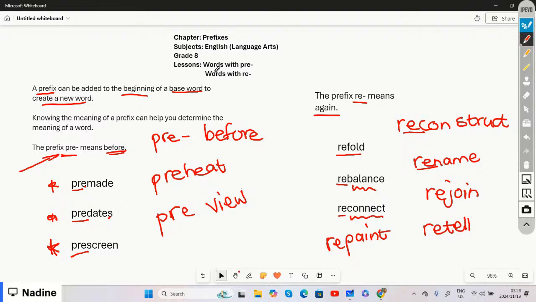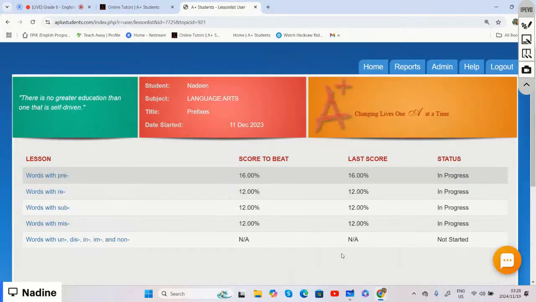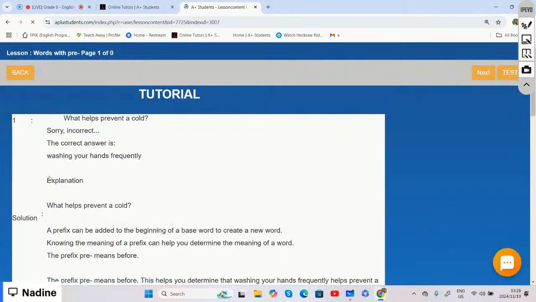All right, so now we're going to aplusstudents.ca. We're just going to go over a few activities and then we are going to do our test. And we see our lessons are prefixes with pre and prefixes with re. So that is going to be our focus.